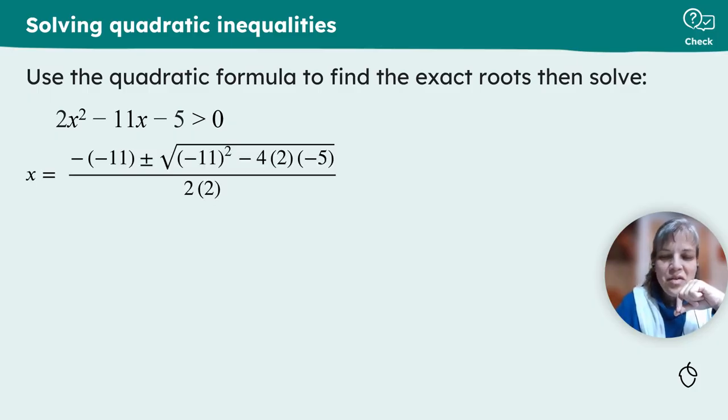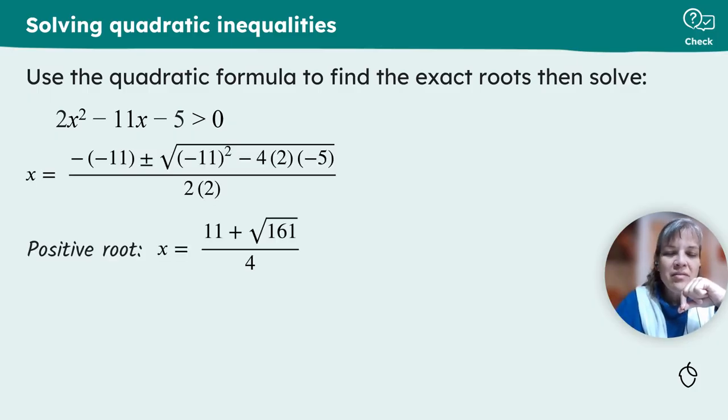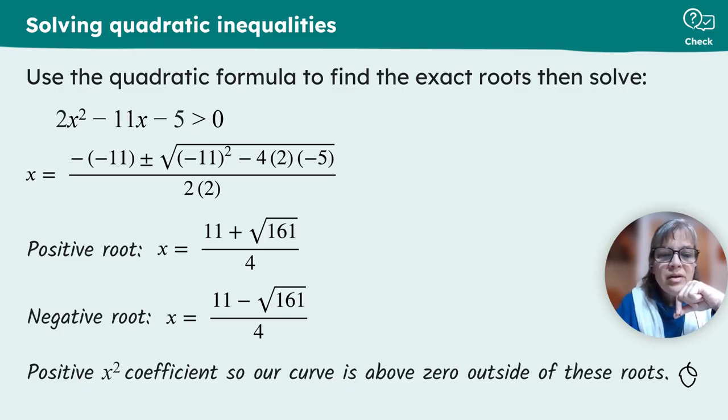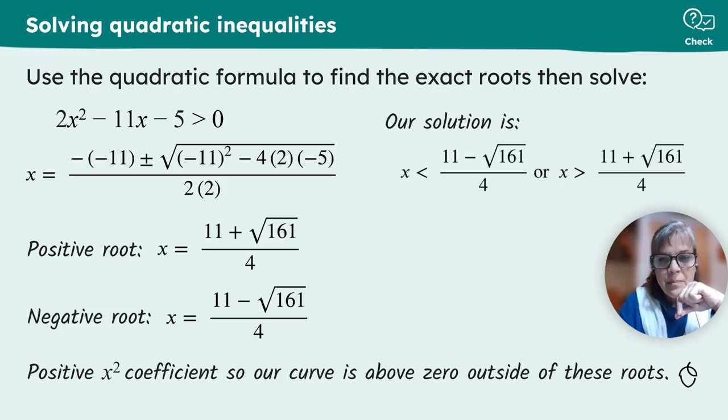All right, hopefully you came up with this. You may not have left it in this form. If you had put it in a decimal form, that's also fine. You have a positive root and you have a negative root. And so the way that the curve goes, it's going to be a smiling curve, and I want to know where it's above 0. So I want it outside of these roots. So either x is greater than the positive 1 or it's less than the negative 1.